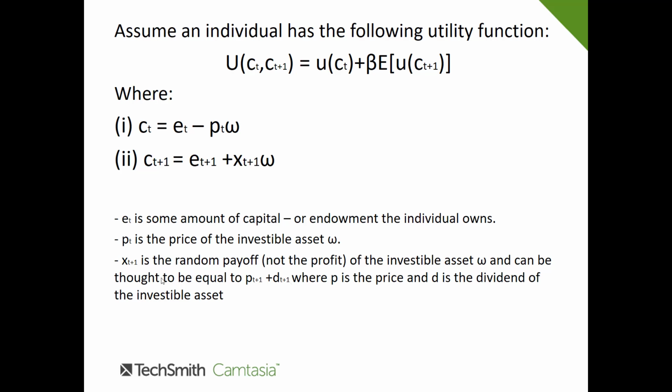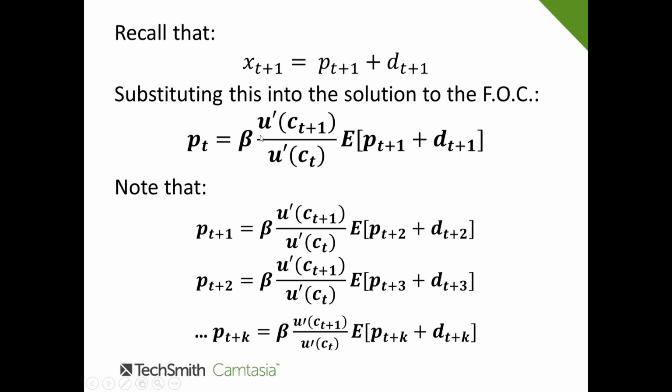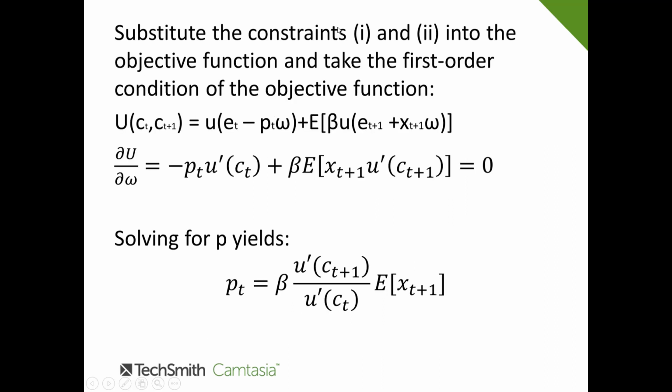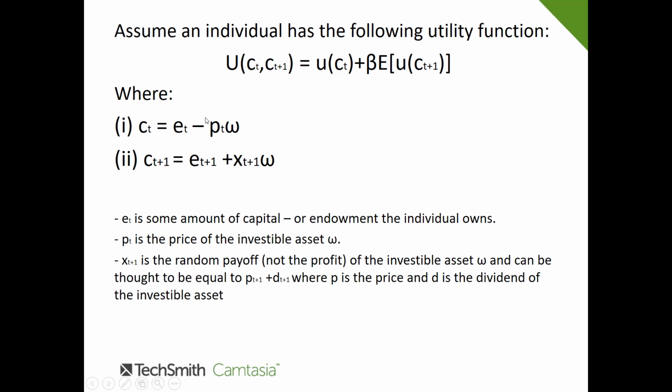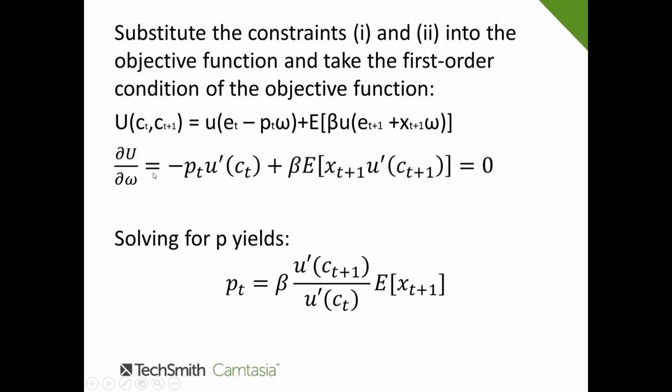So what we're going to do is substitute the first and second constraints back into the objective function, then take the first order conditions of the objective function, set it equal to 0, and solve for the price. So here's my objective function. I'm going to simply take this constraint and substitute it in here, take this second constraint and substitute it in here, and then take the partial derivative of this utility function with respect to the investable asset omega.